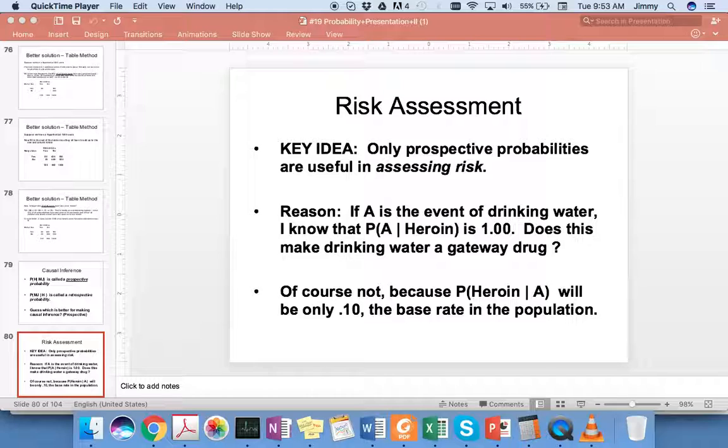So if A is the event of drinking water, we know that the probability of A given heroin use is 1. Does this make drinking water a gateway drug? Of course not, because the probability of heroin given A will not be only 0.10, the base rate in the population.